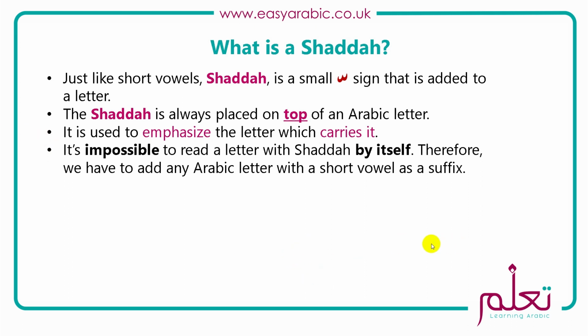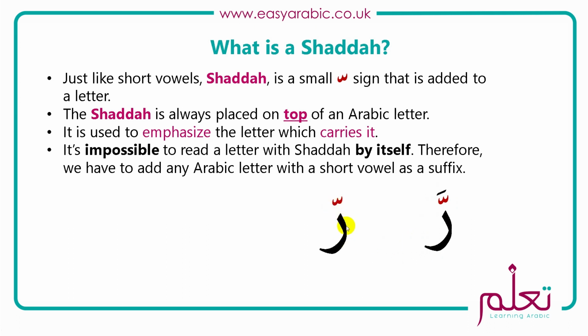So the vowels that can be added are, the first one is the letter Ra. If you look at Ra, this is the Shaddah sign added to the top, and then the vowel goes on top. The Shaddah is always on the top of each letter. It'll never be on the bottom, always on the top. So that's the Fatha. The next one is the Kasra.